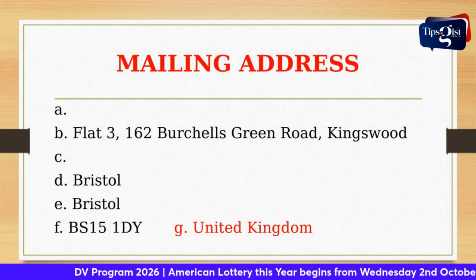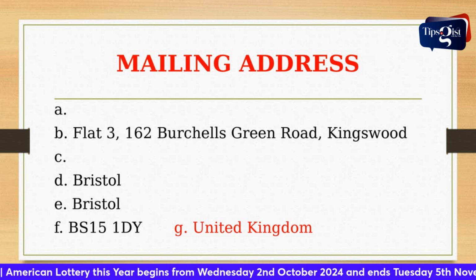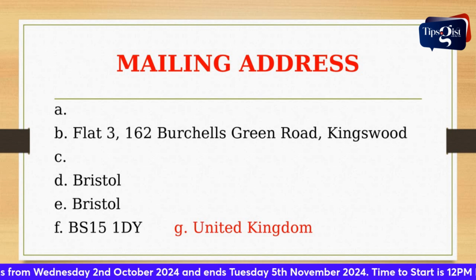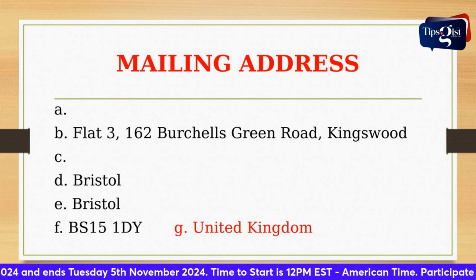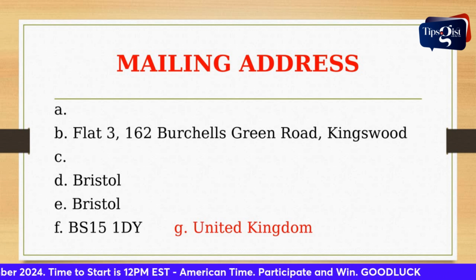Then the D is the city or the town, Bristol. Then the E being the county. In the UK, we don't say district or region, we say county. So E is Bristol as a county. Then the F is the postcode. So you can see BS15 1DY as the postcode, and the G is the country, that is United Kingdom.